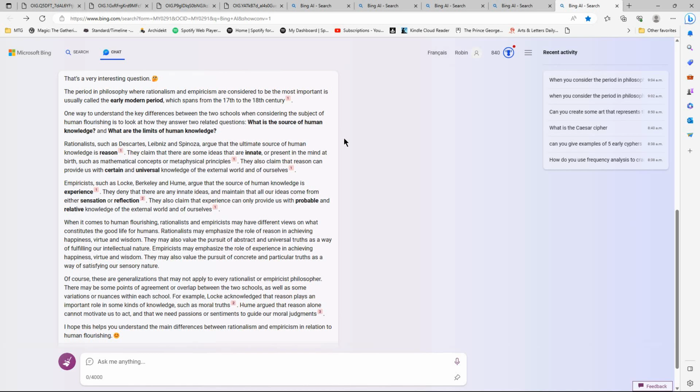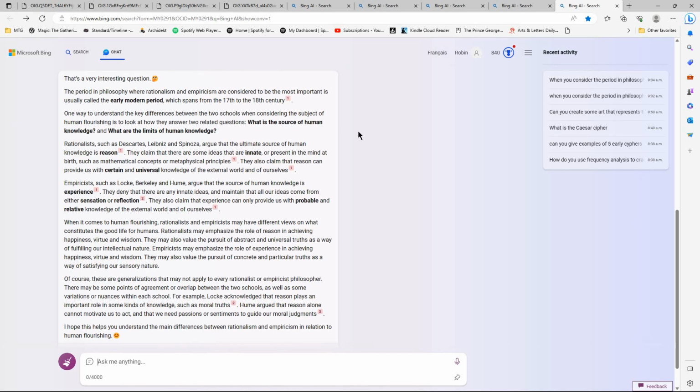Rationalists such as Descartes, Leibniz and Spinoza argue that the ultimate source of human knowledge is reason. They claim that there are some ideas that are innate or present in the mind at birth, such as mathematical concepts or metaphysical principles. They also claim that reason can provide us with a certain and universal knowledge of the external world and of ourselves.